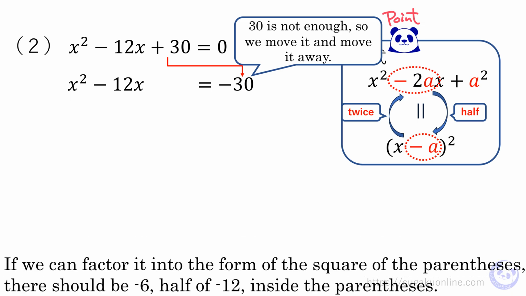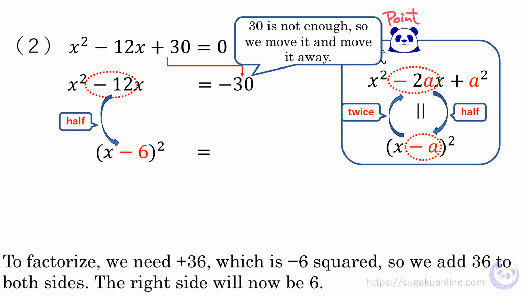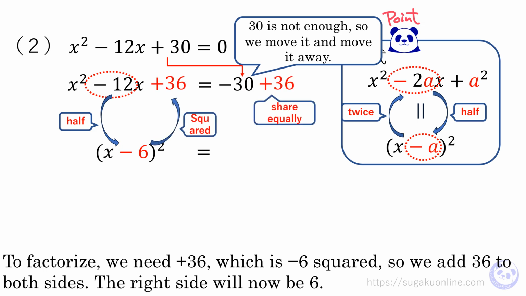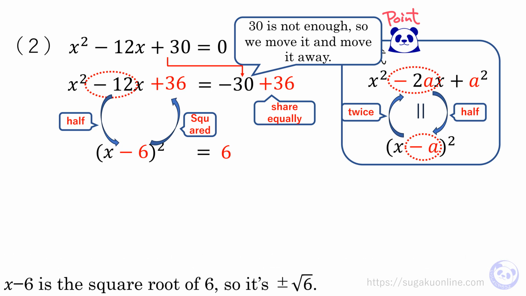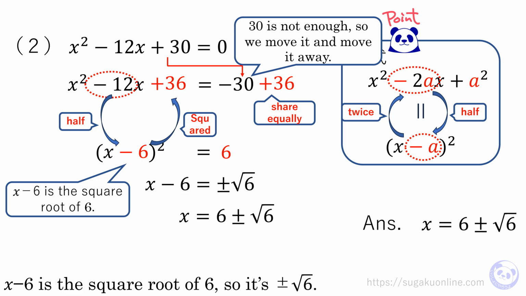If we can factor it into the form of the square of the parentheses, there should be minus 6, half of minus 12, inside the parentheses. To factorize, we need plus 36, which is minus 6 squared, so we add 36 to both sides. The right side will now be 6. X minus 6 is the square root of 6, so it's plus or minus square root 6.